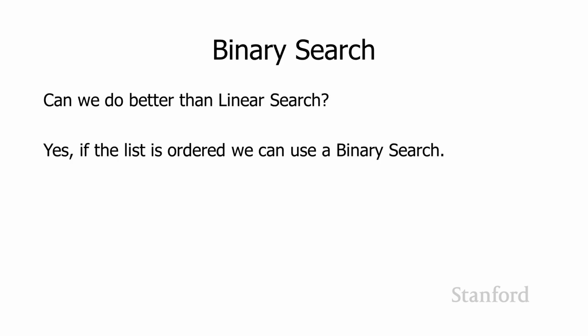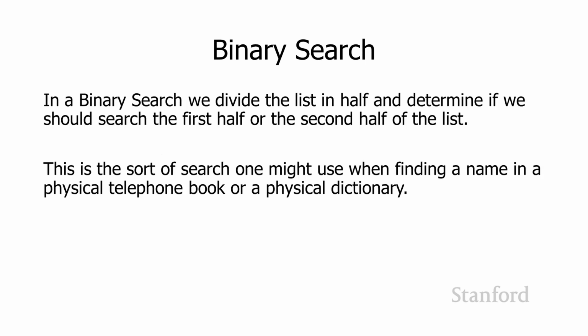Okay, so can we do a search that is faster than linear search? Yes. If the list is ordered, we can do what's called a binary search. How does a binary search work? In a binary search, we're going to take the list and divide it in half. And we will determine if the item that we're looking for is in the upper half of the list or in the lower half of the list.